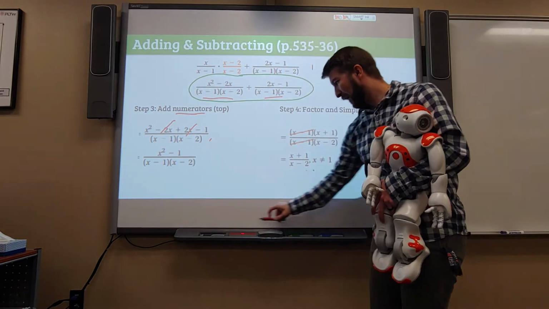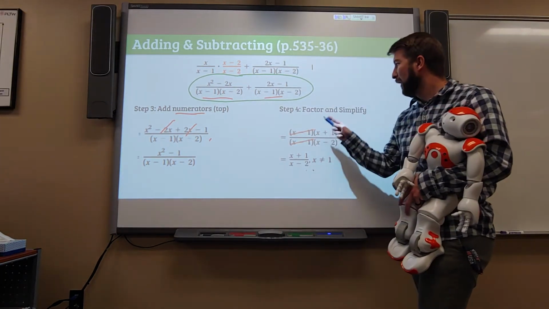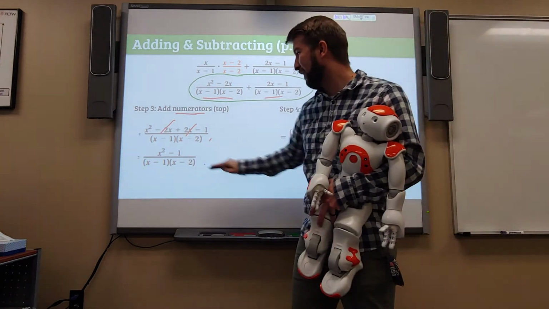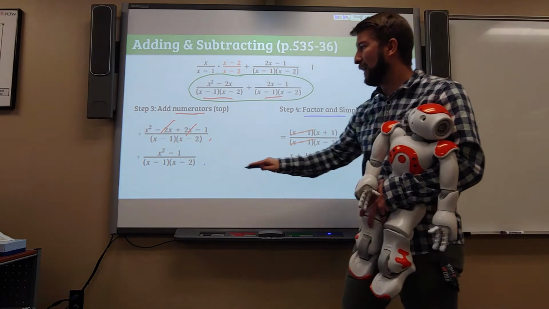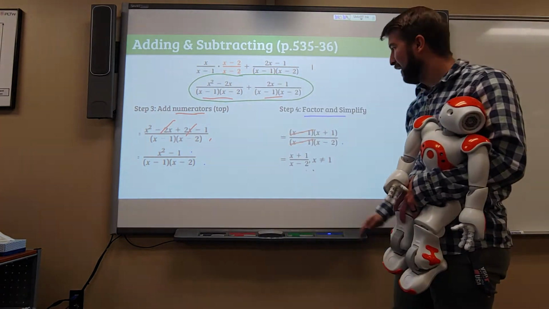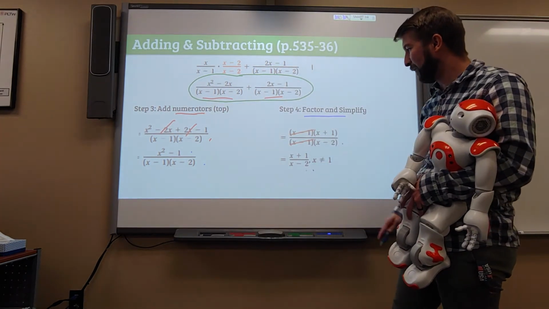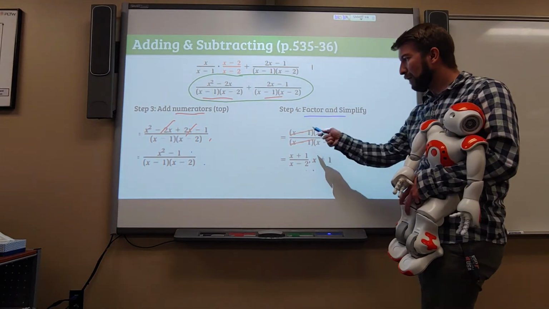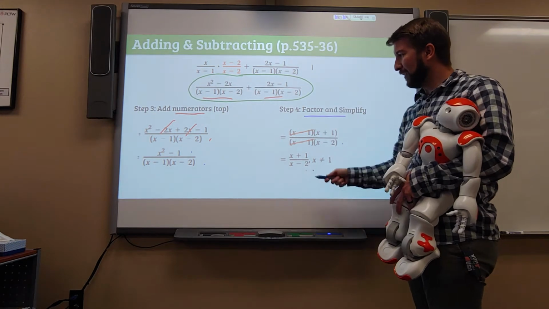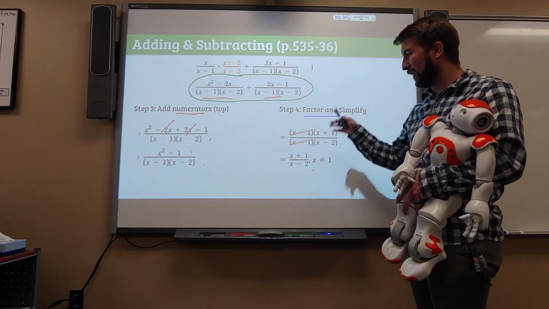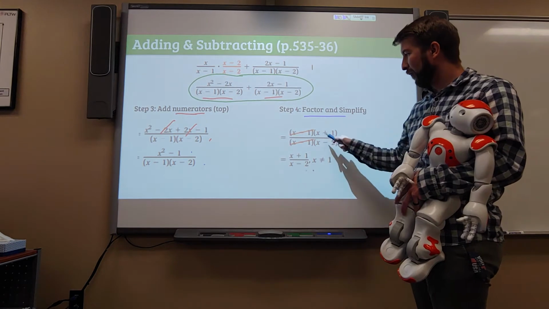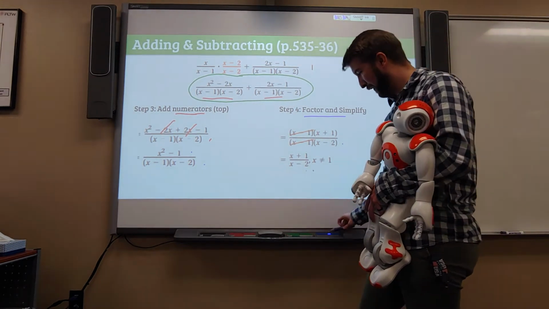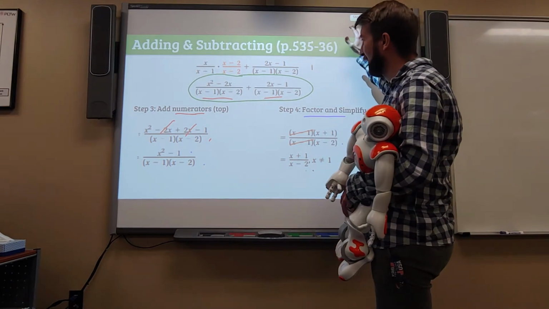From here, step 4, almost done with it. We're going to factor and simplify. So I just need to factor out, the bottom part's already factored. So I just need to factor out x squared minus 1. And that simplifies to x minus 1, x plus 1. And then you got to think back to last lesson. I'm going to cancel out what I see on the top and bottom that match. So the x minus 1, gone. And I'm left with x plus 1, x minus 2. That is adding and subtracting.